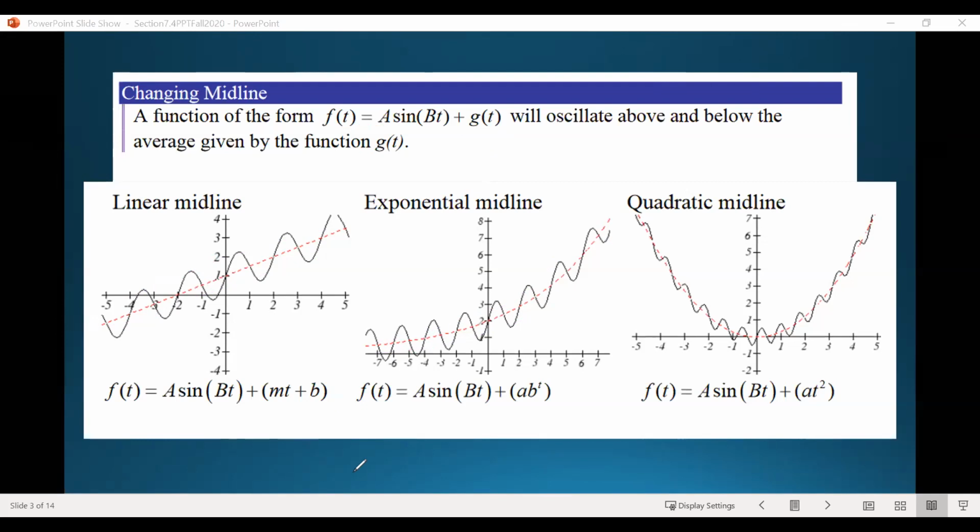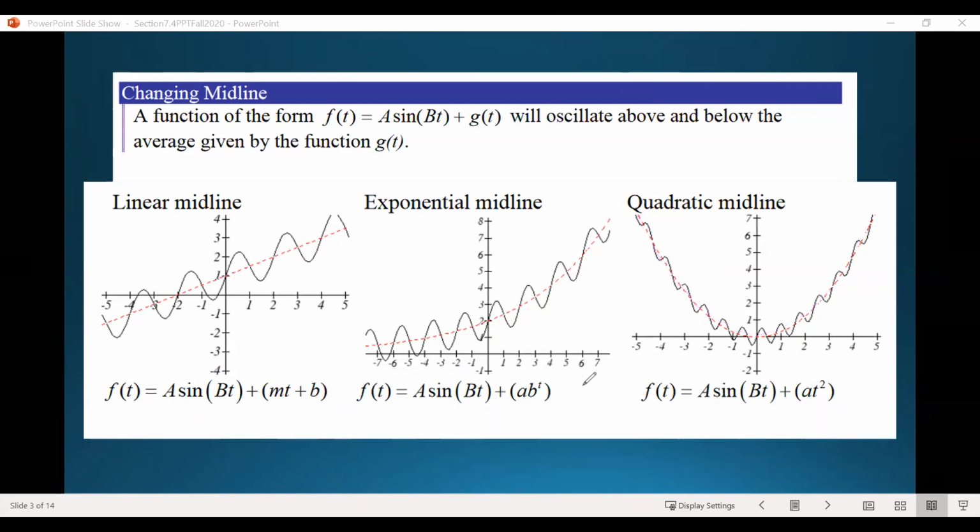And then finally, and this one's a little less common, you won't see it in many of the problems we do, but a quadratic midline. So in this case, that midline is a quadratic form, and the function is oscillating above and below that. So that would have a form f of t equals a times sine of bt plus a times t squared, the quadratic form there. Okay. But as I mentioned, the ones that we'll be most concerned with in this class, and the ones that I'm most concerned with you knowing, are the exponential midline and the linear midline.